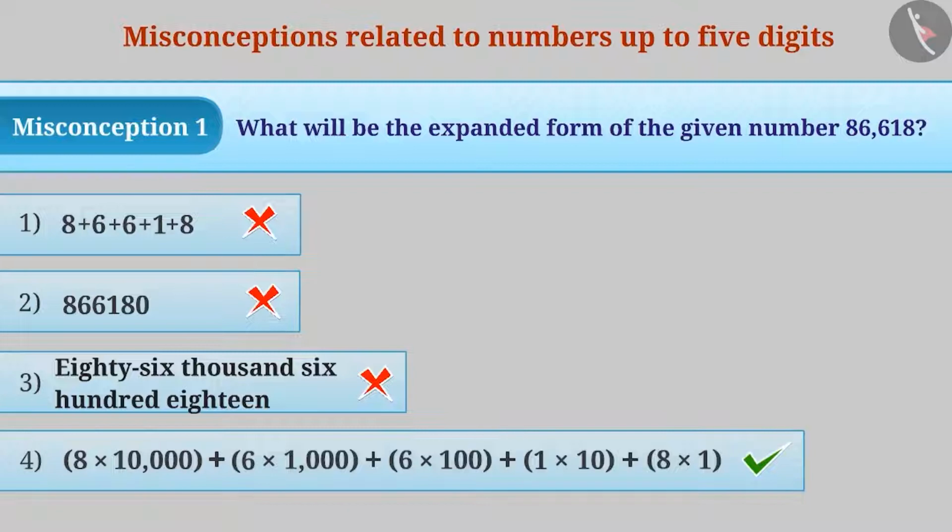To clear this misconception, it is important to understand that the number 8 is at 10,000s place, 6 is at thousands place, at the hundreds place is 6, 1 is at the tens place, and 8 is in the ones place.